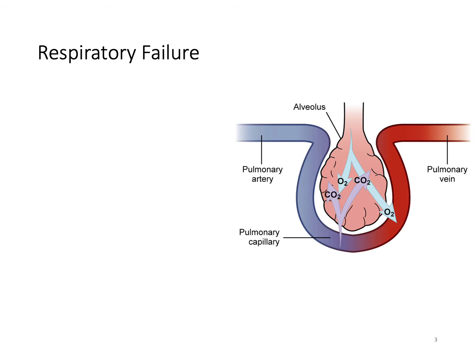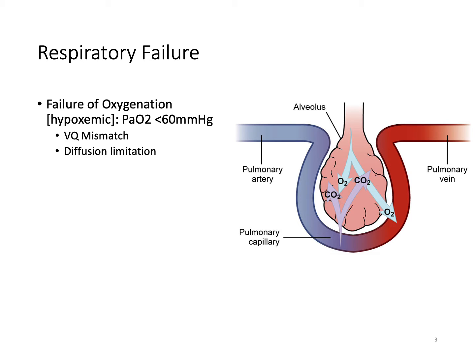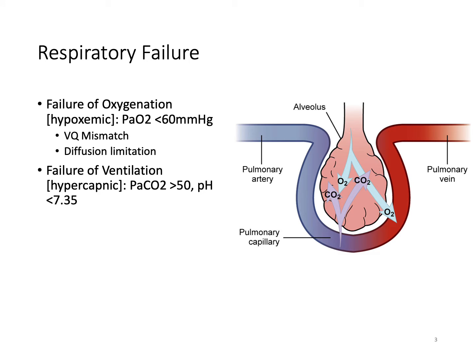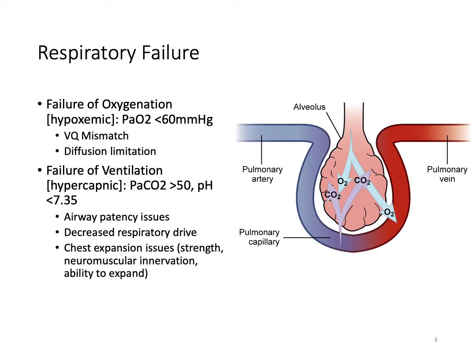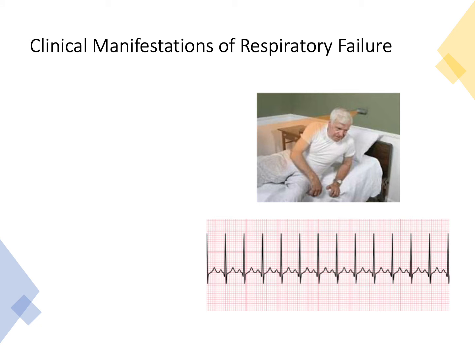So just to review, respiratory failure can be categorized as hypoxemic respiratory failure when the PaO2 drops below 60, and it can be due to a number of potential causes such as VQ mismatch as well as different causes of diffusion limitation. And we can also have hypercapnic respiratory failure, and that really isolates the failure of ventilation, such as airway patency issues, issues with respiratory drive, problems with chest expansion. And due to that failure of ventilation, the carbon dioxide is being retained and it goes above 50 and then causes acidosis. So now we're going to move into clinical manifestations.